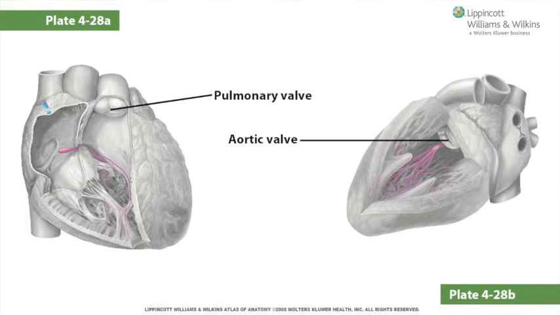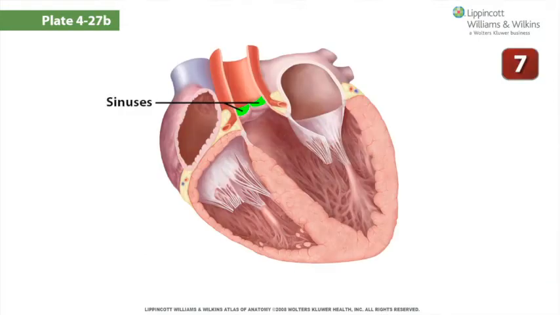At the center of the free edge of each cusp is a small fibrous nodule. Along the edge of the cusp, on either side of this nodule, are two crescent-shaped areas called lunulae. The nodules and lunulae are parts of the cusps that contact each other when the semilunar valves close. Superior to the valves, the pocket-like spaces between the cusps and the wall of the vessel adjacent to them are called sinuses.